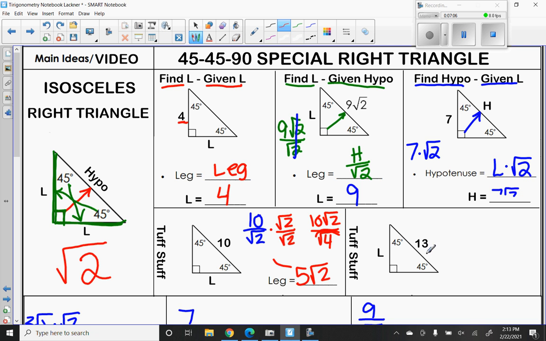Now look at this. This is the same exact process, but now with my hypo, I wanted you to see what happens when your hypo is an odd number. So instead of an even number like we just had, it's an odd number now. This is find the leg given the hypo. I'm still here in this middle box. I'm still using that formula. So 13 divided by radical 2 is the formula I'm using. Okay, so I'm going to multiply it by 1 to get rid of the radical 2 on the bottom. And this is what my outcome will look like.